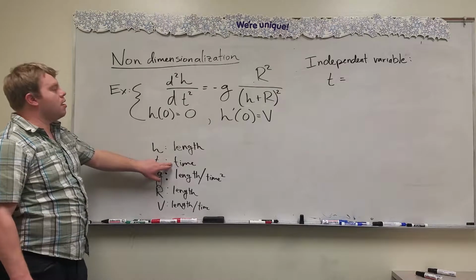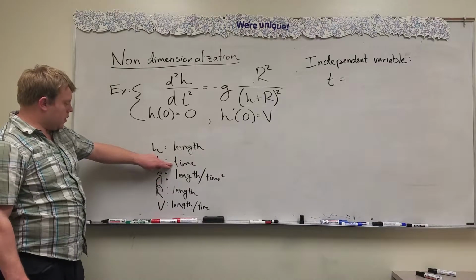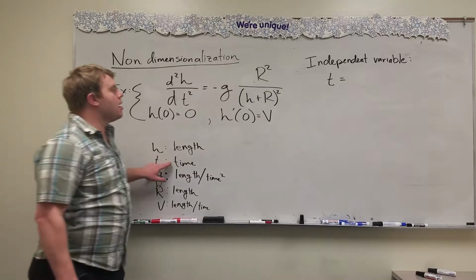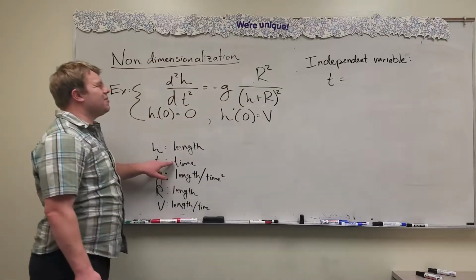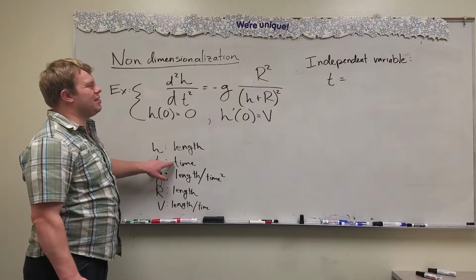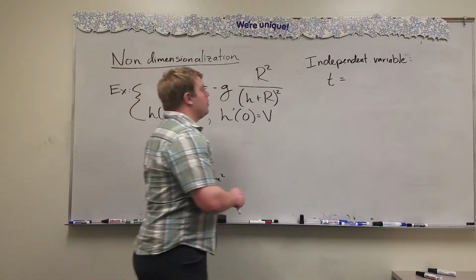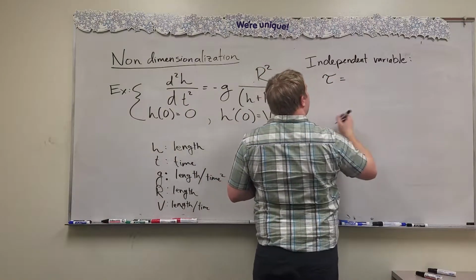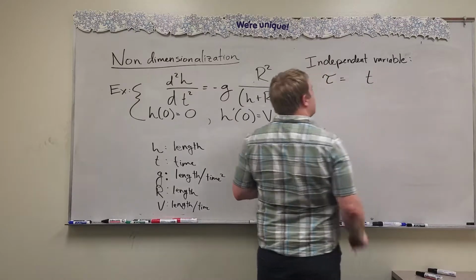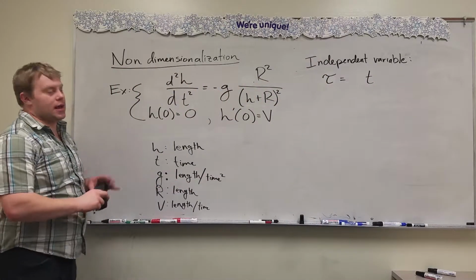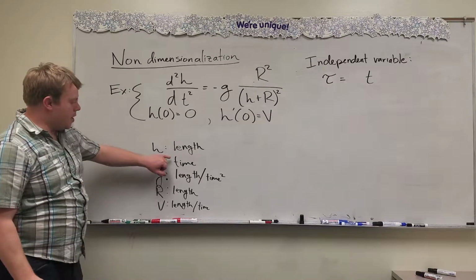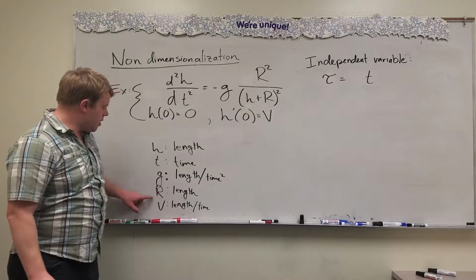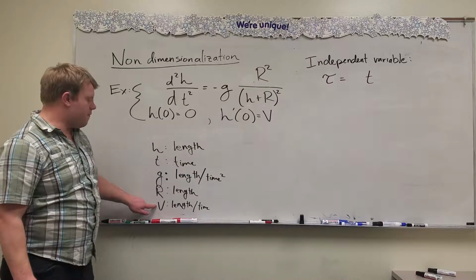Okay, so I have time right here, and I need to scale t, make a new variable. I want a new variable tau, which is going to be some scaling of t that cancels out with the units of time. Now, the only place where I can get a single time, because I do have gravity that has time squared, the only place I can get a single time is v.